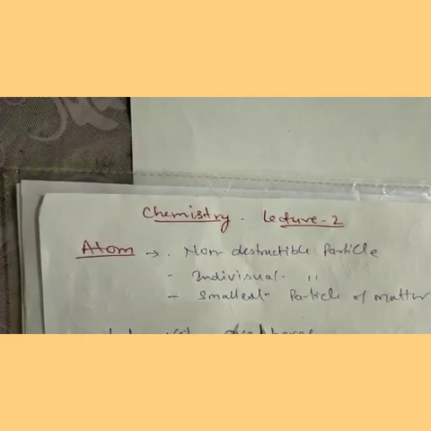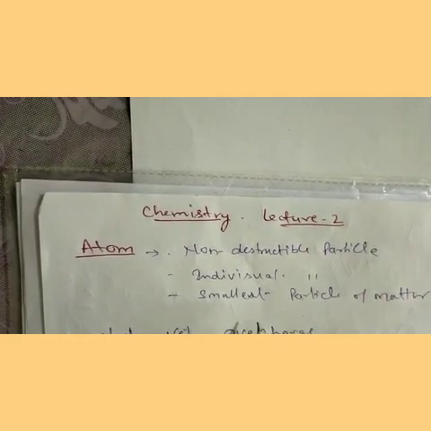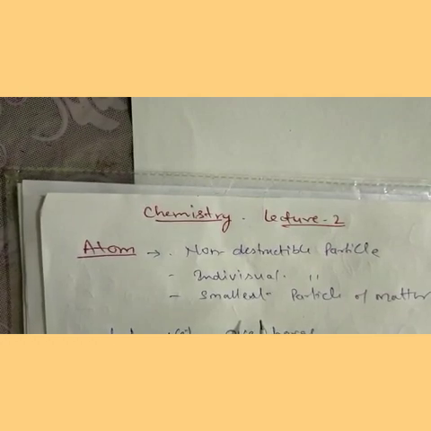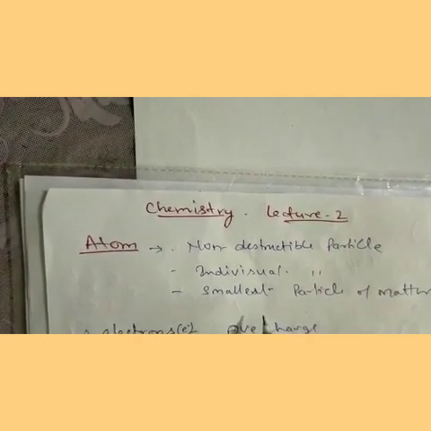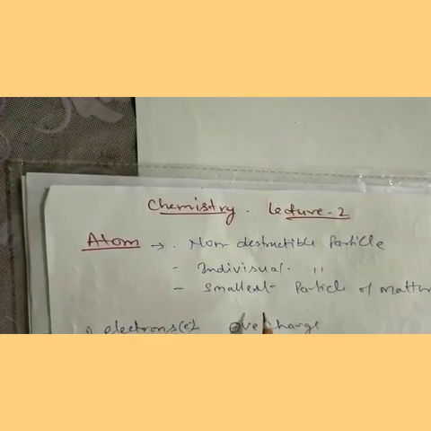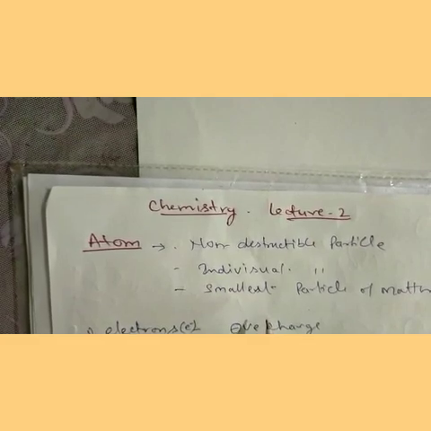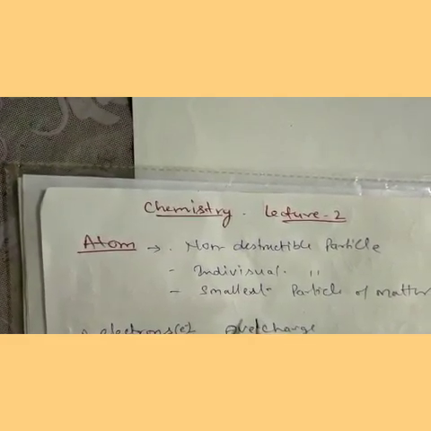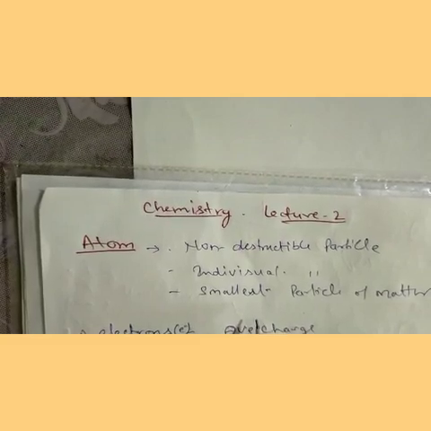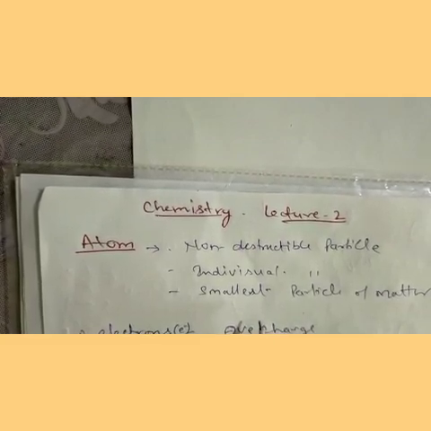What is atom? Basically, we already discussed. You can write it because this definition is definitely going to come in your exam. It is a non-destructible particle, meaning we cannot break it into small pieces, and this is the smallest particle of matter. This was given by Dalton in 1804. So you can read the Dalton atomic theory, right?